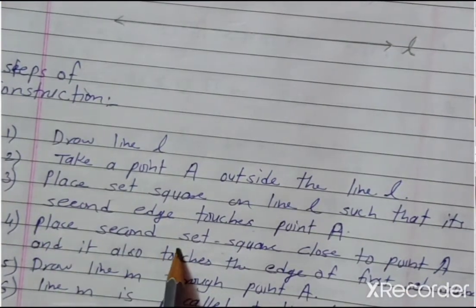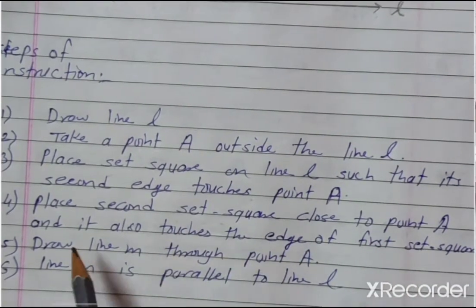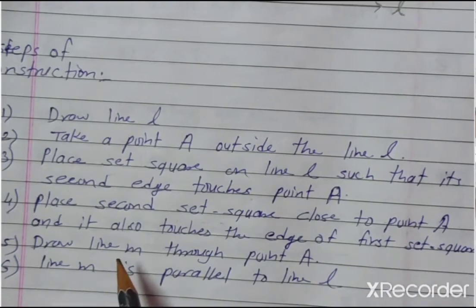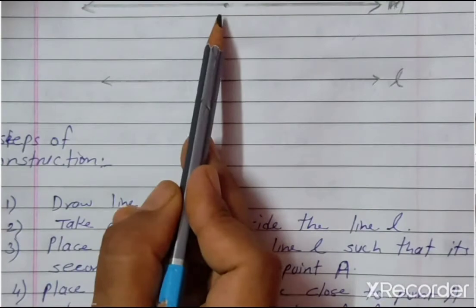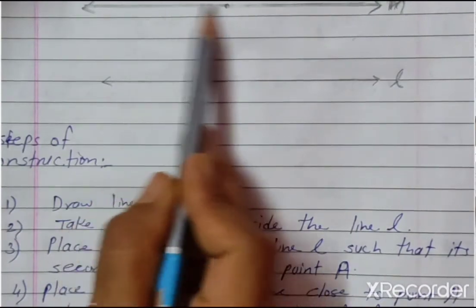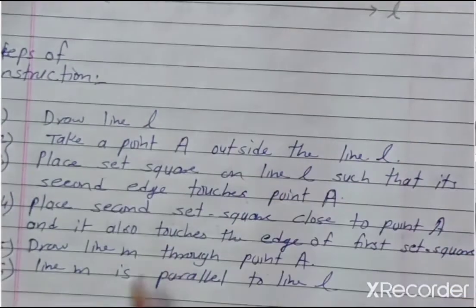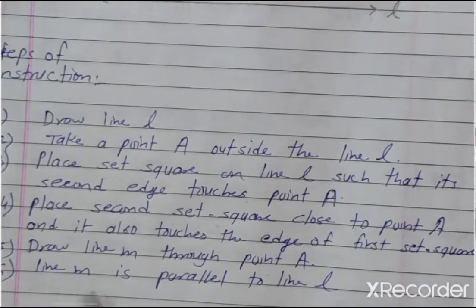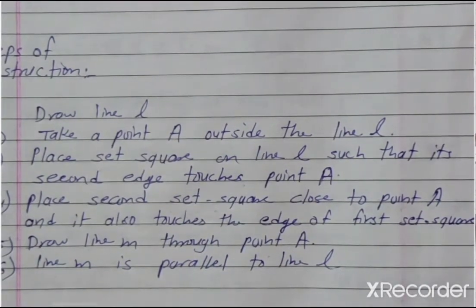So this is our next construction. Place the second set square close to the point A, so that it also touches the edge of the first set square. Draw a line M through point A. Here I extend it in the opposite direction also and make one straight line and name it M. So this line M is parallel to line L. So these are the construction points.